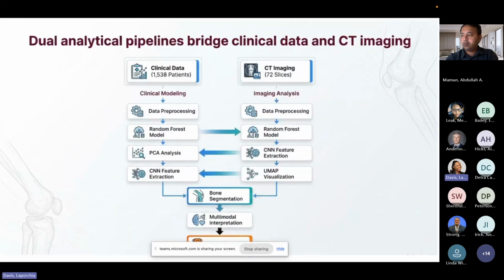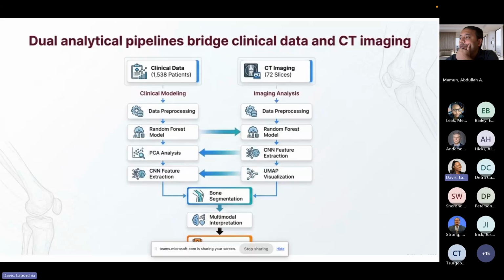For the pipeline overview, I combined a dual complementary analytical pipeline. On one side, the clinical data is modeled using random forest and PCA. On the other side, the CT imaging is processed using CNN-based feature extraction and UMAP visualization. These pipelines come together to support a multimodal interpretation and to generate risk insights.